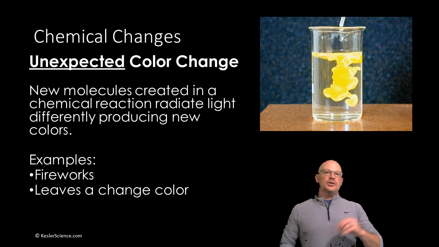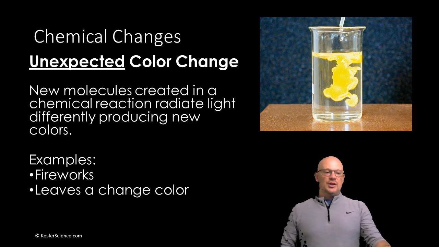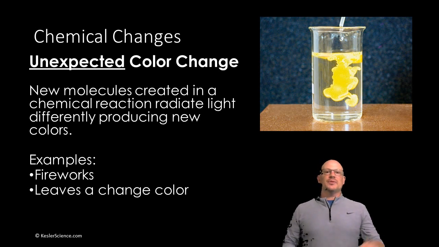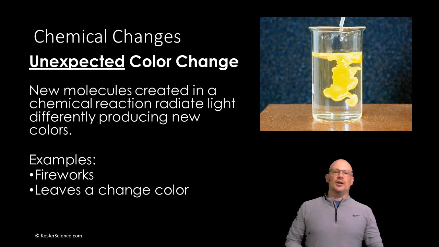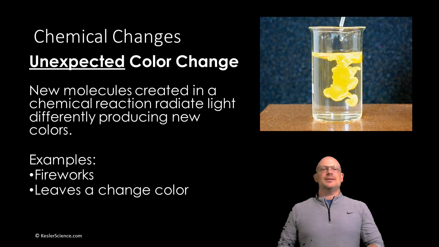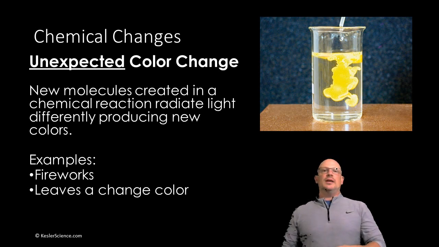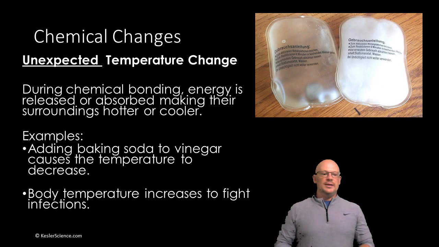This is when a color change happens kind of unexpectedly. We combine two chemicals together, and that chemical reaction radiates light differently and results in new colors. So examples of this would be like fireworks or the leaves on the trees changing color. And so that term unexpected doesn't mean that we don't know that it might happen, but it just means that we didn't do anything directly to change the color. The combination and the chemical reactions are what did that.